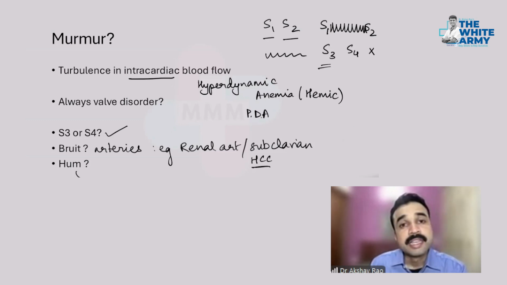What is a hum? A hum is the same turbulence which is produced within a vein. So for example, in patients with portal hypertension, there may be a hum that is heard, especially in the mid-epigastrium, a venous hum due to portosystemic anastomosis. So turbulence may produce sounds within the heart or outside of the heart. Terminologies are different. Murmurs generally indicate that the turbulence is being produced within the heart, with some exceptions, for example, in patent ductus arteriosus, correct?